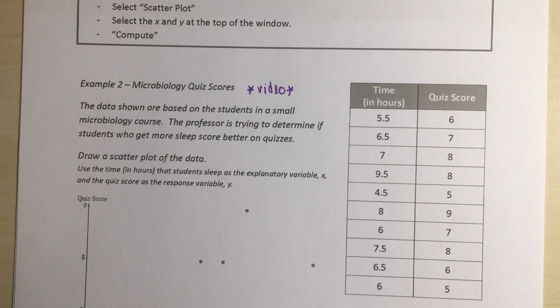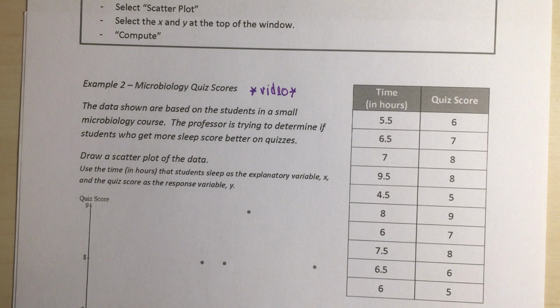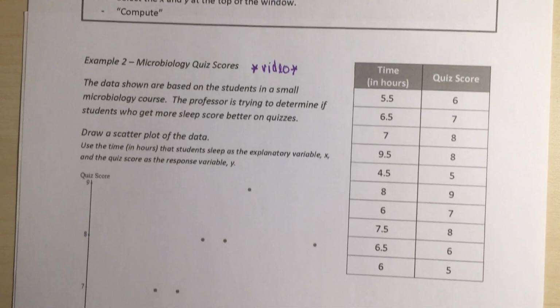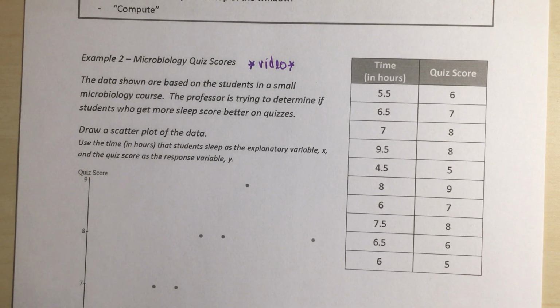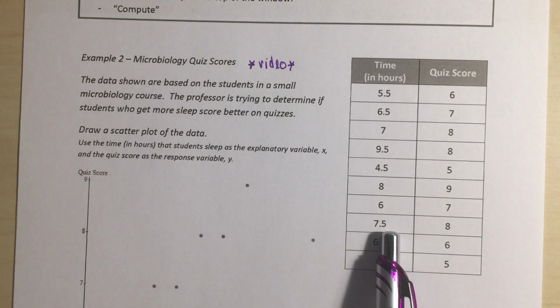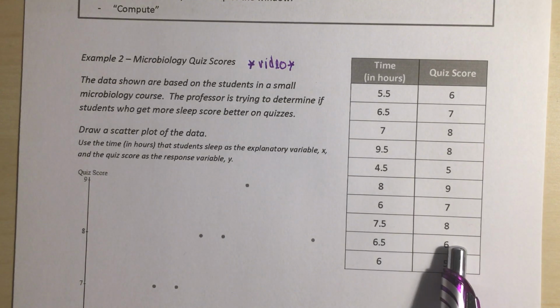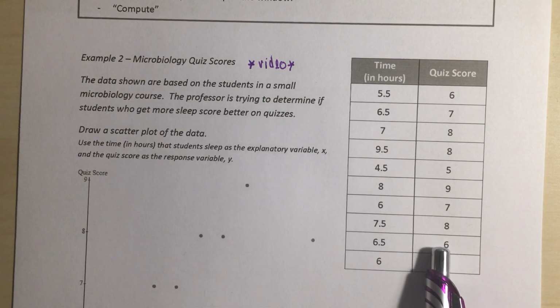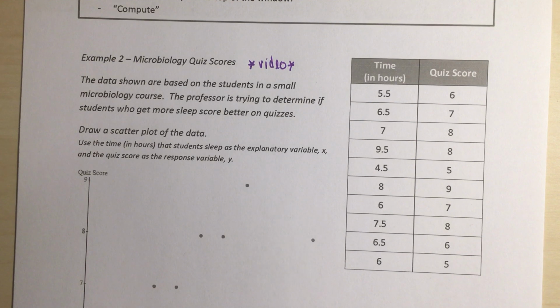The professor is trying to determine if students who get more sleep score better on quizzes. So what we have here is a table of data values. What we're going to assume, unless we're told otherwise, is that our first column here is going to be our x values and our second column is going to be our y values. Again, unless we're told otherwise, so make sure as always that you're reading your problems very carefully.